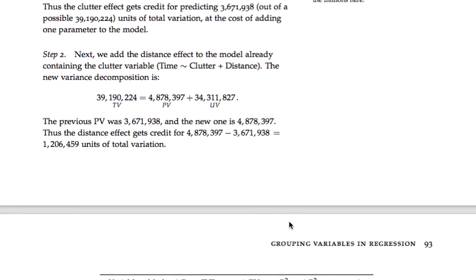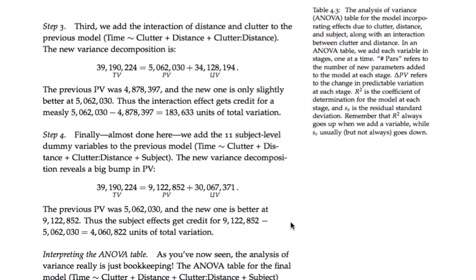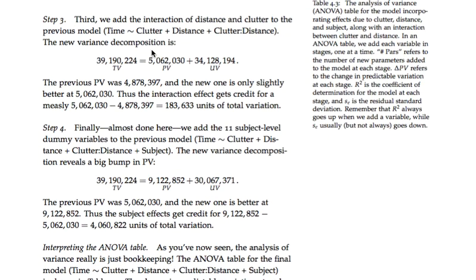All right, step three, we add the interaction of distance and clutter, and we'll return to that table we just skipped over here in a second. You add the distance clutter interaction. You've got these two main effects still in the model, and now this new interaction right here. And now here's PV and here's UV, and PV went up by 183,000 units of total variation.